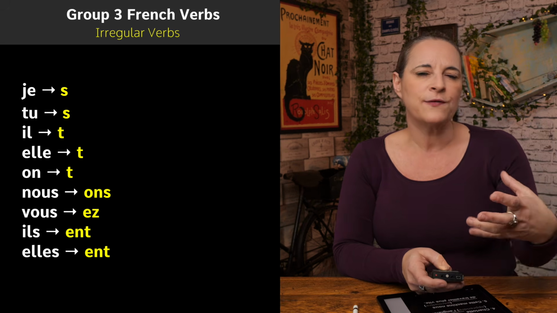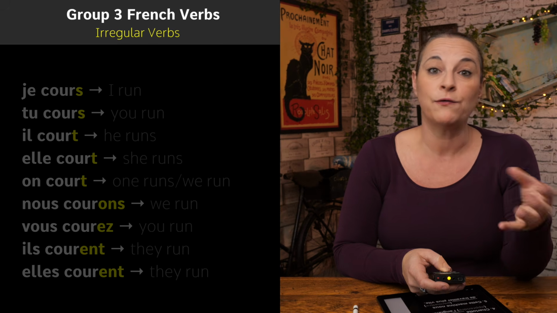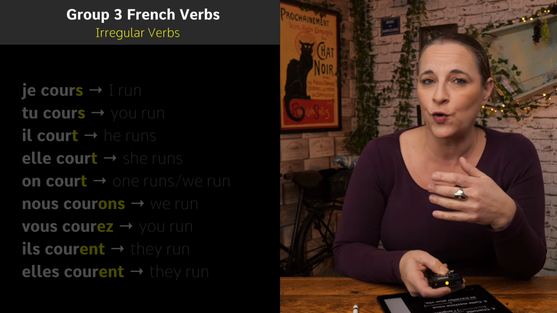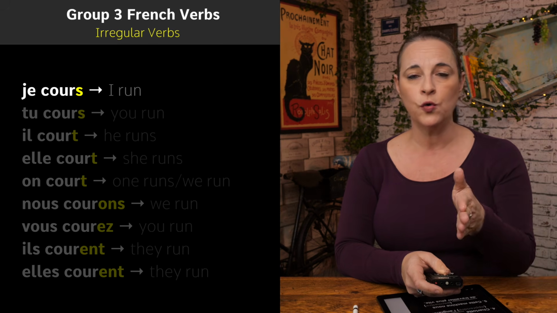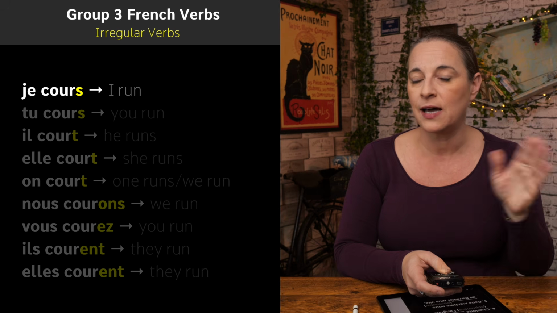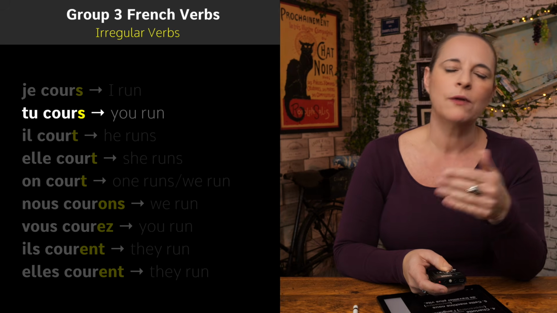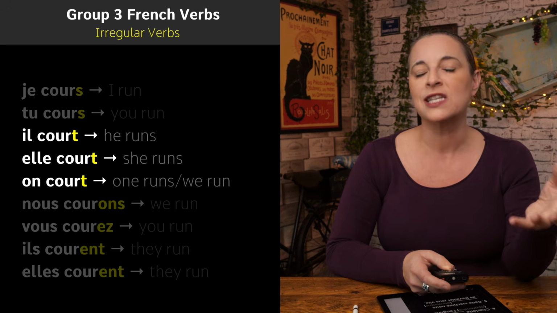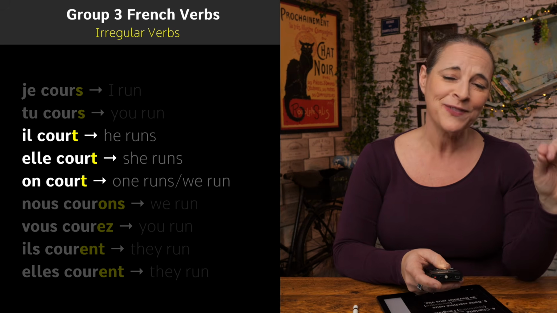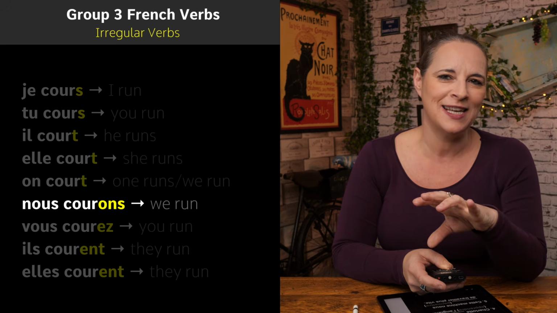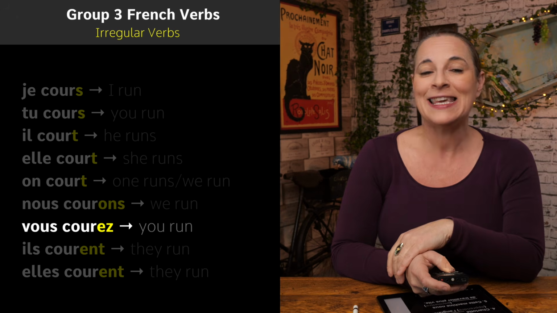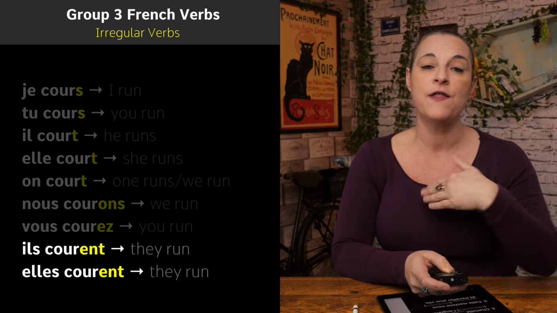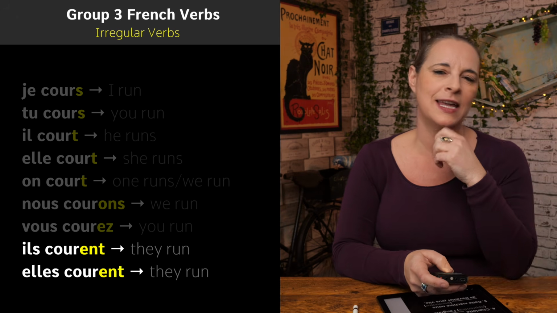So this is the case for verbs such as courir. For example, if we conjugate courir, you could say je cours, so it has an S at the end. I run. Tu cours with an S at the end. Il, elle, ou on court with a T at the end. Nous courons, ONS. Vous courez, EZ. Ils courent, they are running, ENT.